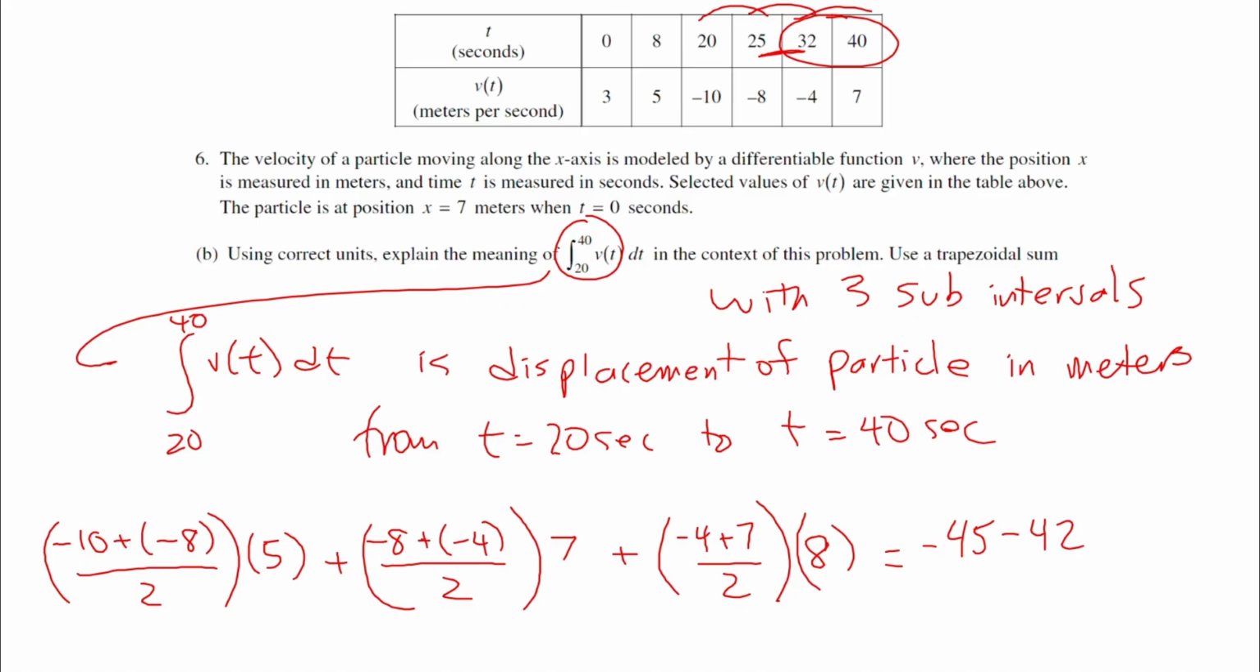And then divide that by 2. And that'd be plus 12. So -45 minus 30 is -75. And of course, our units here are meters because that's our displacement units.